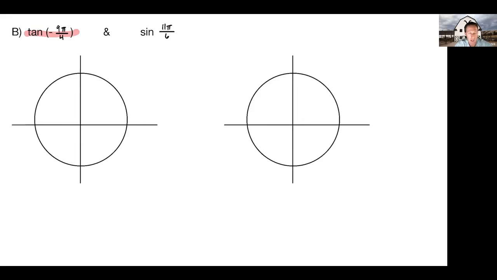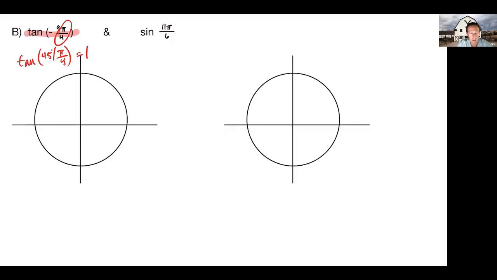All right, I'm going to start this first one off by doing the tangent of negative 9 pi over 4, which is one of my all-time favorites. Not the negative, but the pi over 4. Because I know pi over 4 is equivalent to 45 degrees, and I know the tangent of 45 degrees, or pi over 4, is equal to 1.